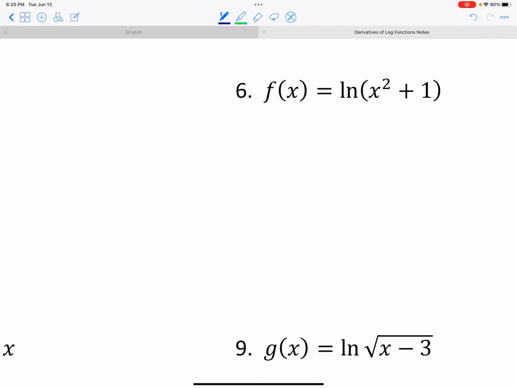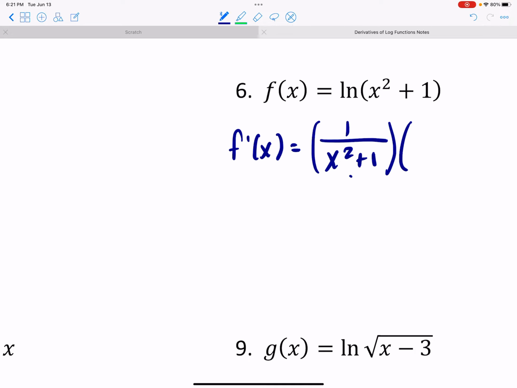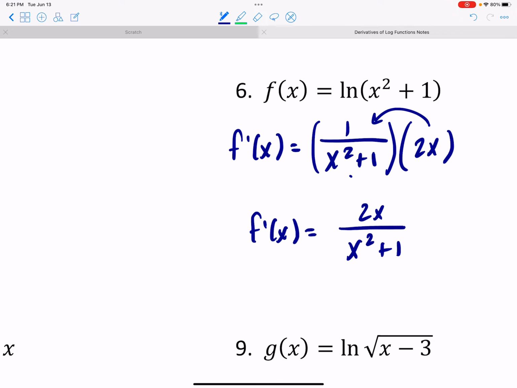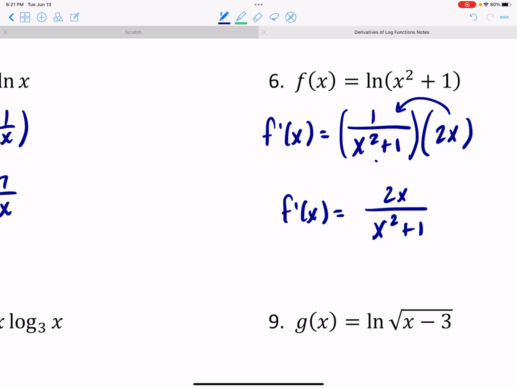And then if we have something other than x, remember we're going to apply that chain rule and multiply by the derivative of that inner function. So here, let's say f prime of x is going to be, instead of 1 over x, 1 over x squared plus 1. And then we multiply by the derivative of that inner function, and the derivative of x squared plus 1 would just be 2x. And again, this is technically 2x over 1, so I'm going to go ahead and multiply that 2x to call my derivative 2x over x squared plus 1. I was about to box that in, then I had to go back and do all the other ones.